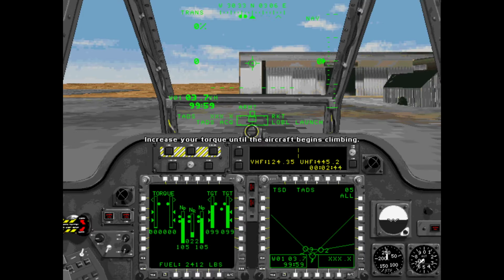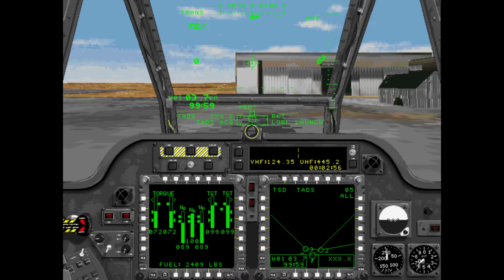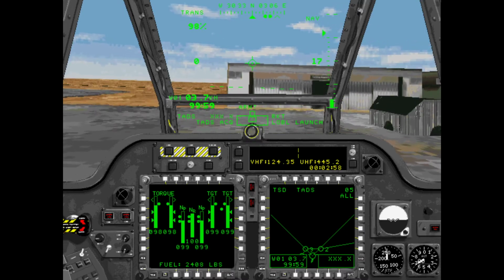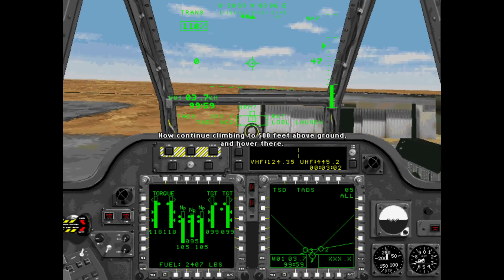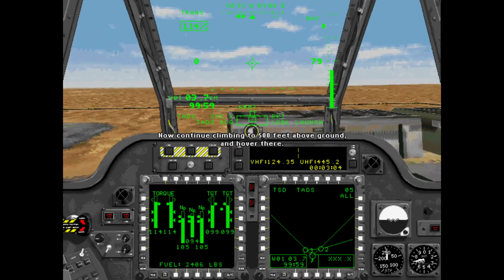Increase your torque until the aircraft begins climbing. Climbing torque for takeoff is 90%. To increase torque, use the plus key. Do this until you start climbing. Now continue climbing to 500 feet above ground and hover there.